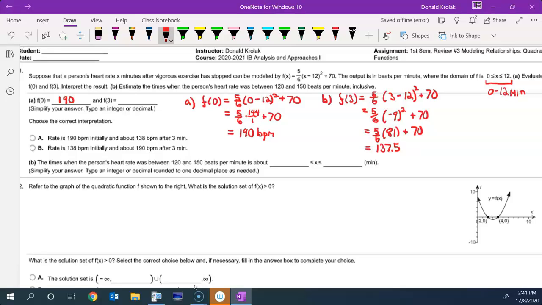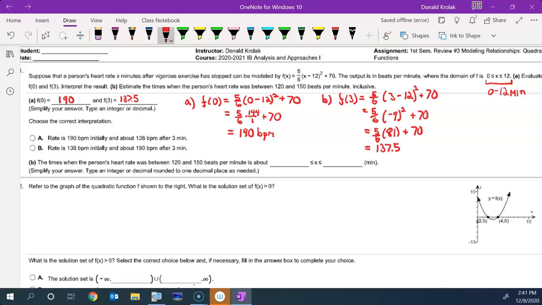3 minutes later, when I plug 3 into that quadratic, I get 137.5 beats per minute. So obviously you would assume that your heart rate is going to decrease as the amount of time increases after you stopped exercising.